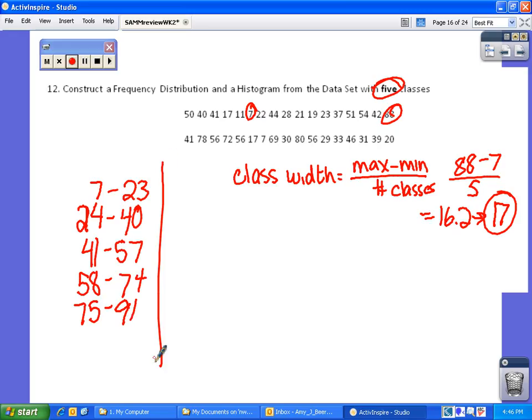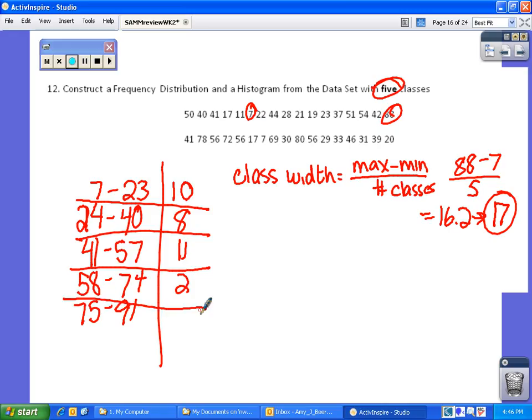Next, you make tally marks, and I'm going to go ahead and do that quickly. I ended up getting 10 numbers in this range, 8 numbers in this range, 11 numbers in this range, 2 numbers in this range, and 3 numbers. I would add these up and make sure your total down here matches your total numbers up here, so you didn't miss any.